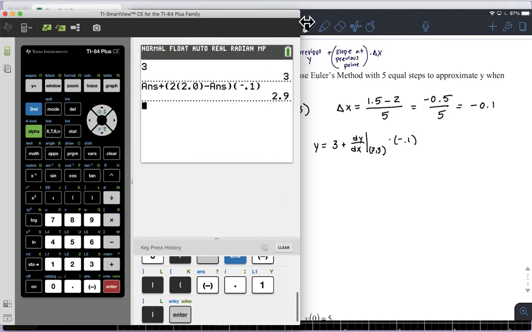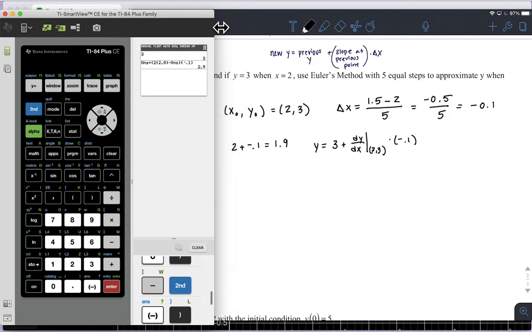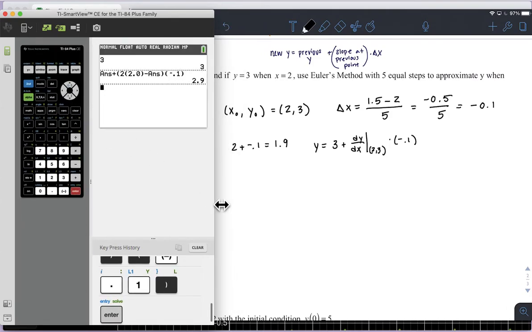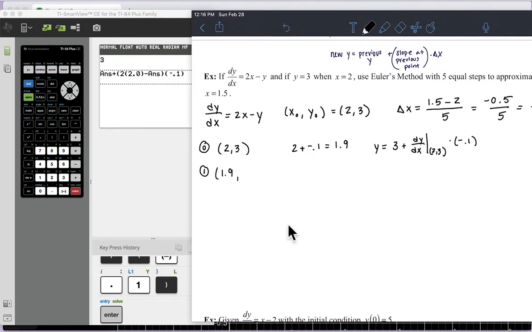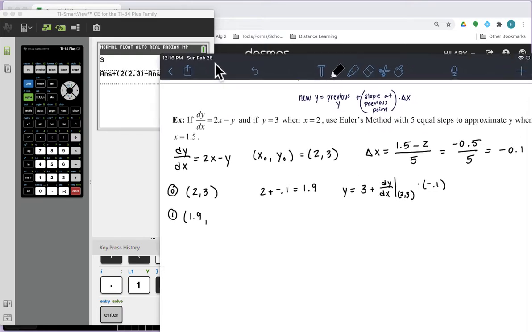So now I have, can I make this smaller? There we go. Right now I have that my new y coordinate is 2.9.